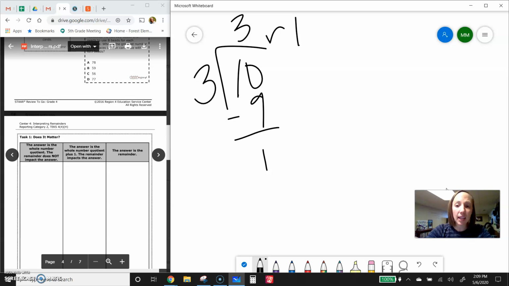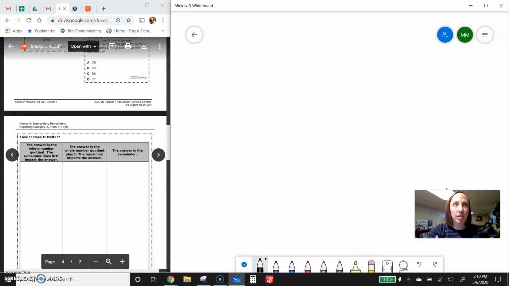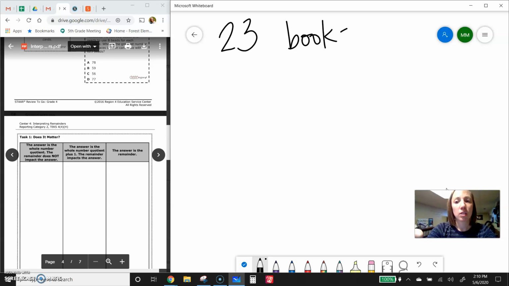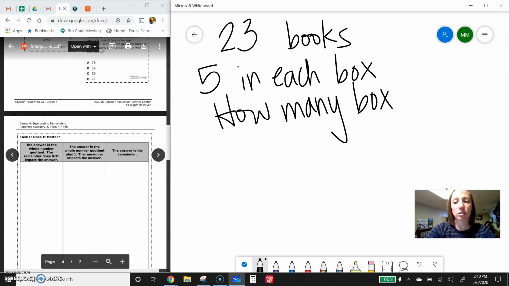So I need to take this and increase it by 1, to say I have 1 extra car. So in this case, I would need 4 cars. All right. Or say another example like that. If I had 23 books, I could put 5 in each box. How many boxes do I need for all of the books?